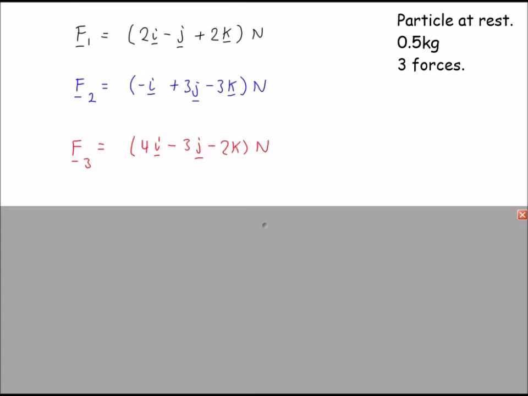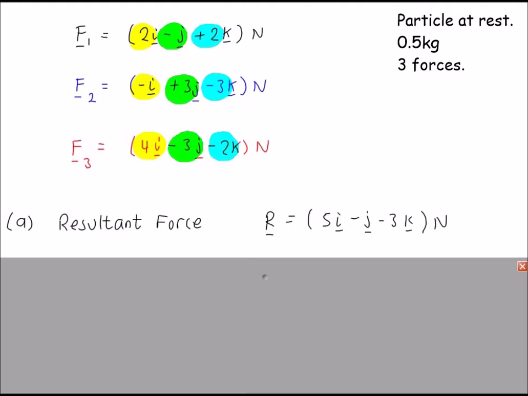To work out the resultant force acting on the particle, we add these three forces together. So we need to add the i components together, we need to add their j components together, and we need to add their k components together. And when we simplify, we get this resultant force.